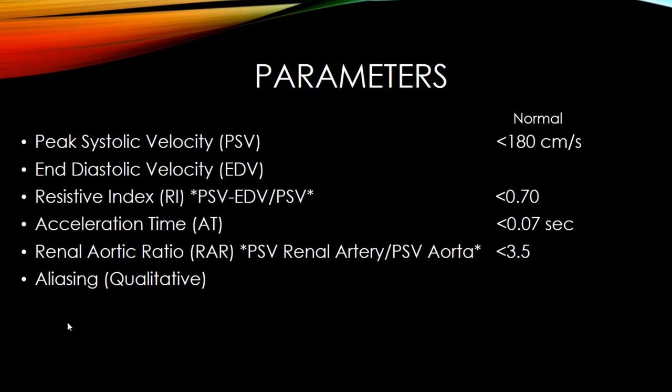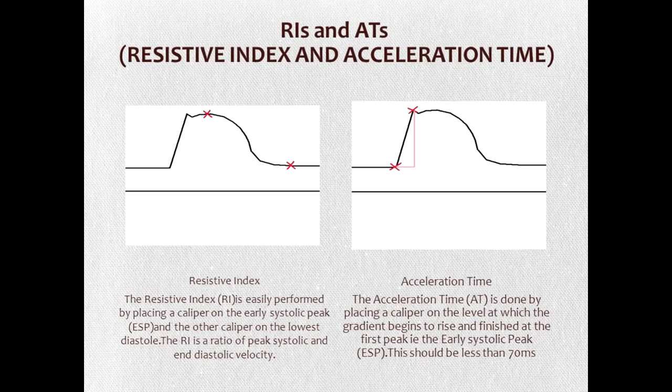Alright, the parameters we use for doing these exams and for finding out if there's renal artery stenosis is the peak systolic velocity. Normal is below 180 centimeters per second. And diastolic velocity, you want to make sure that there's a lot of diastolic flow. If there's no diastolic flow or reversal, that's abnormal. Resistive index, 0.70 and below is normal. We do the resistive indexes in the intraparenchymal renal arteries. Acceleration time, 0.07 seconds. Below that is normal. Above that is not normal.